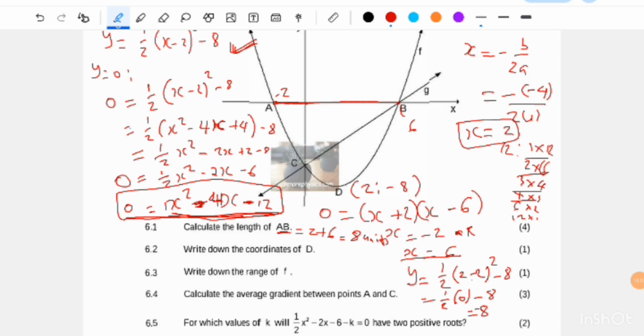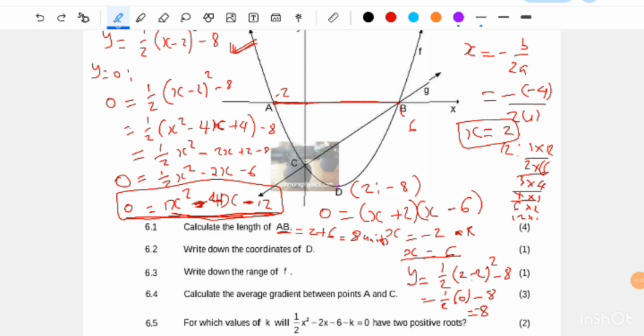Okay, simple. Now write down the range of f. The range is written by looking from the minimum value to the maximum value. What is the range of f? The range of f will start right here at the point D, going all the way up. Remember, range is a set of y values, so all the way to the positive y values. If that's the case, then what is the range?